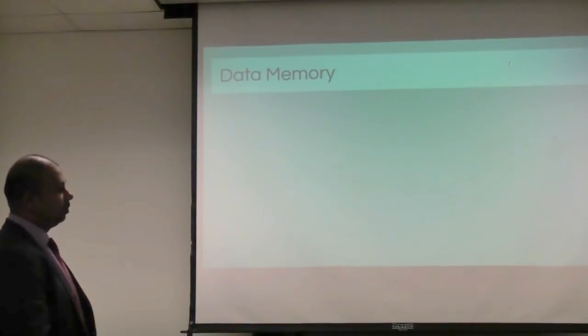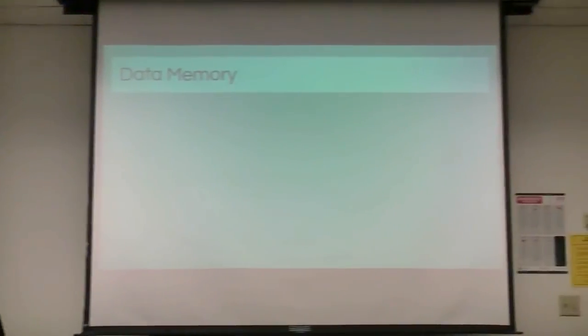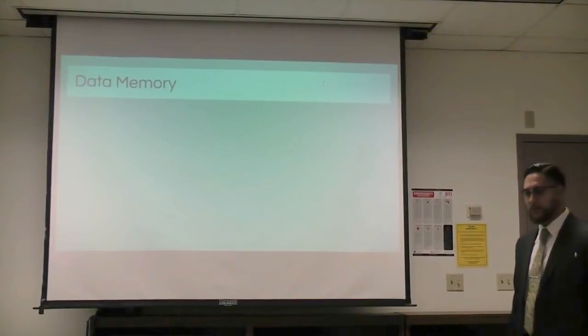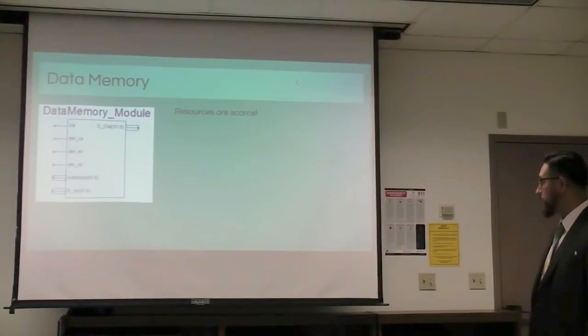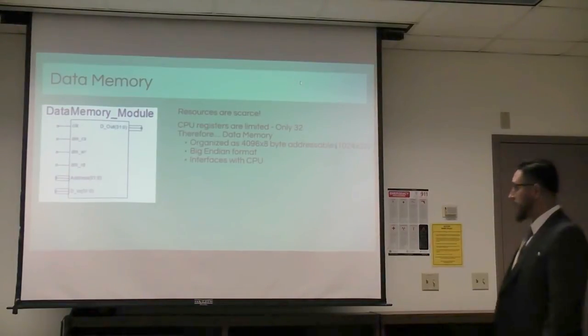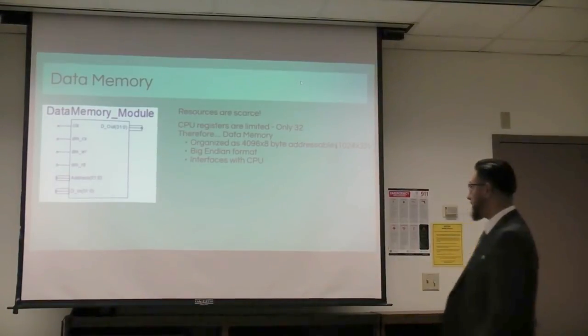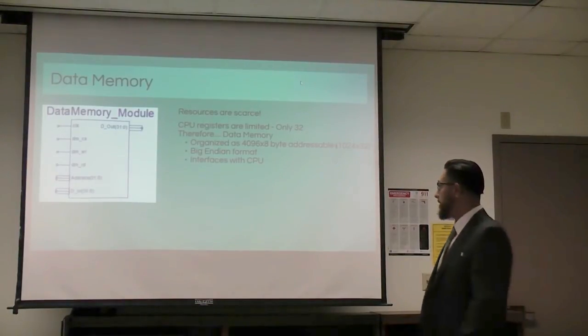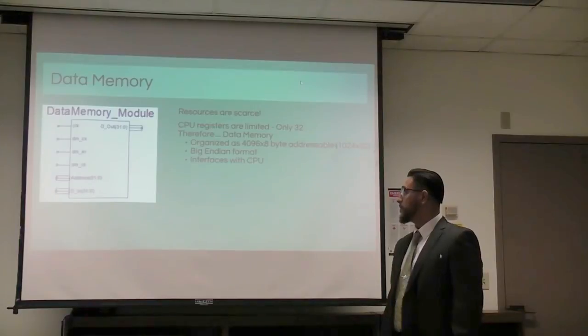So now that we've discussed the CPU, we're going to talk about the data memory and the I/O modules. So data memory, resources are scarce. We only have 32 registers in the CPU. Therefore, we have data memory. It's organized as 4096 by 8 byte addressable, which is basically 32K. It's a big Indian format, and it interfaces with the CPU.